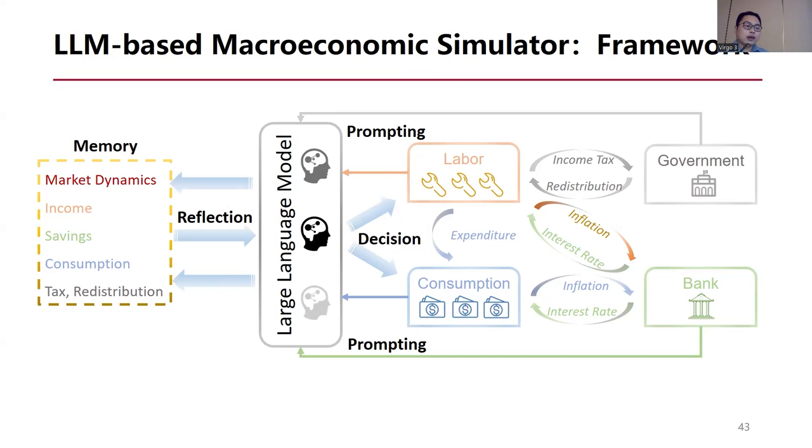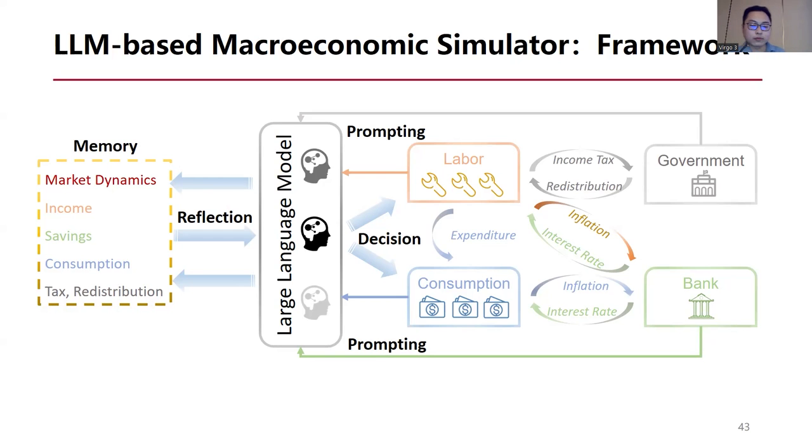And there is another role in this system, which is the bank. The bank can adjust its interest rate. If the interest rate is very high, the individuals are more likely to save money in the bank. This is also a typical trend in economic system simulation. So the bank will adjust the interest rate based on the market inflation or deflation.